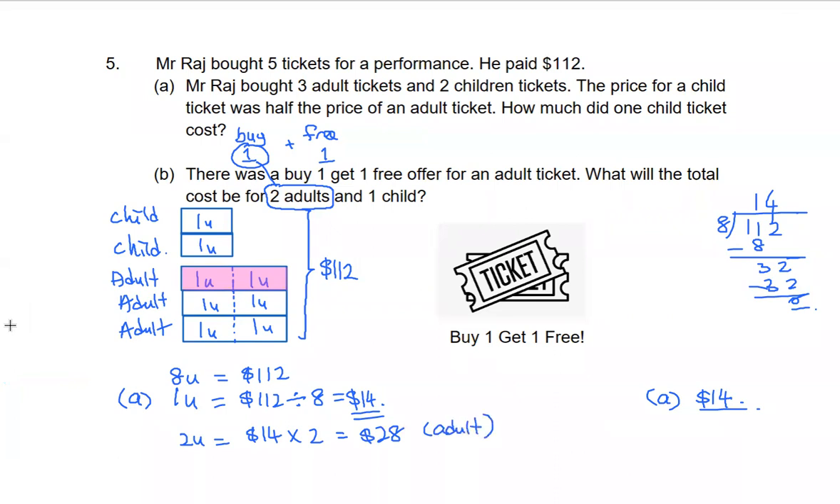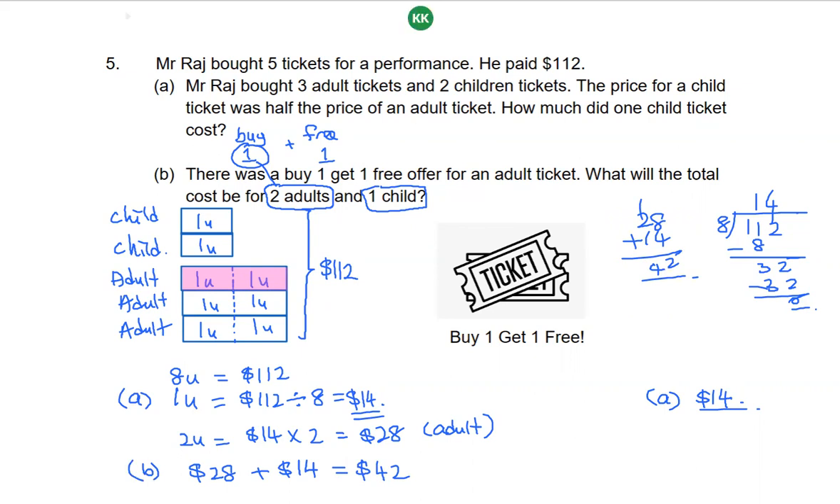Okay, so to get 2 adults and 1 child, I only need to buy 1 adult and 1 child. All right, and the child ticket is just $14. So the total will be $28, 1 adult ticket, plus 1 child, which is $14. Okay, total that will give me 28 plus 14, which is $42. You can just do the working here. Okay, so that's it. This is for part B. So for part B, my answer will be $42.